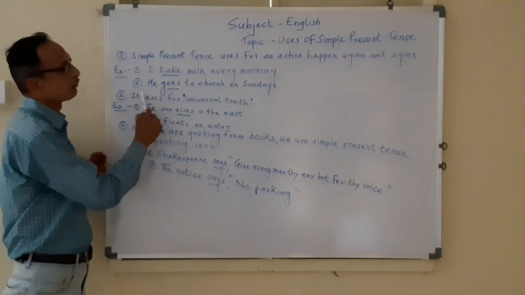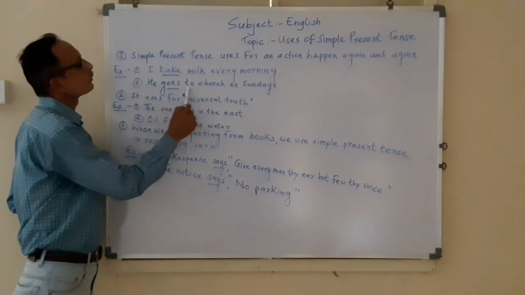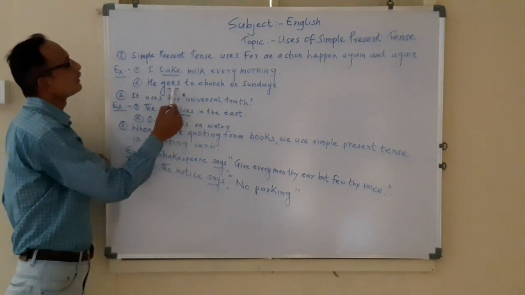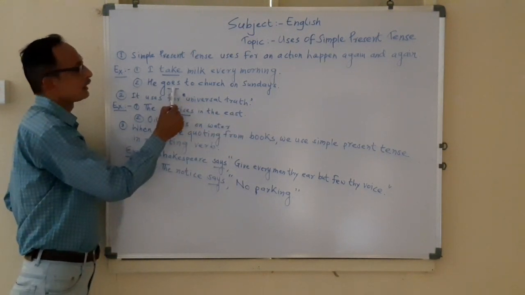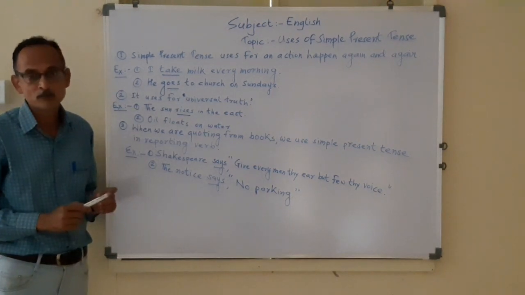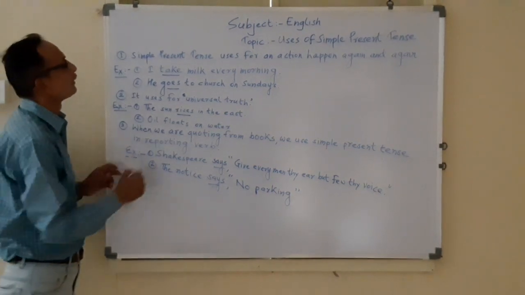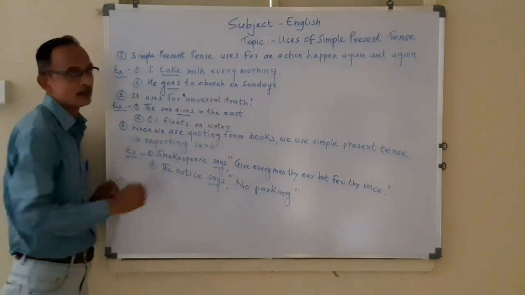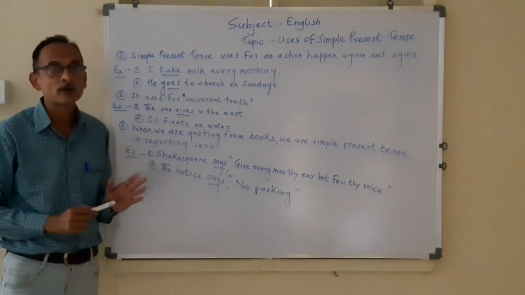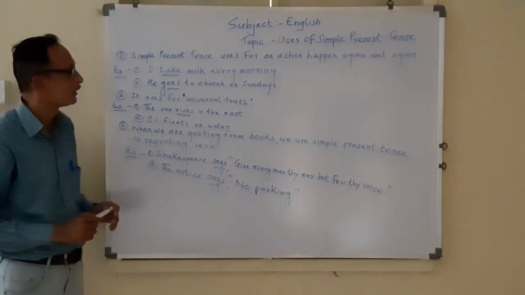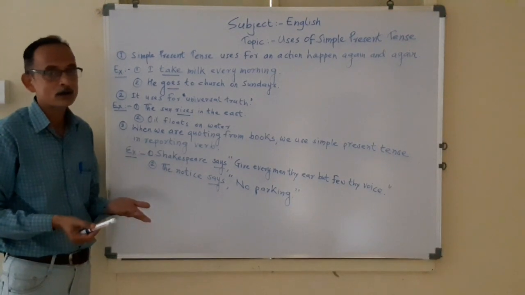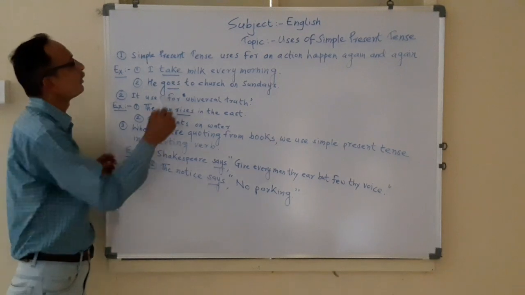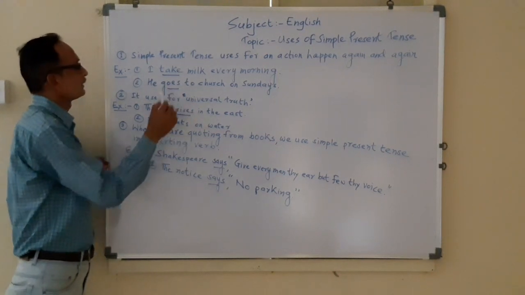Just like example 2: he goes to church on Sundays. Here also the verb is goes, the verb goes in simple present tense. Here the action of going to church on Sunday also happens frequently, again and again. So while writing or speaking, we should always use the verb in simple present tense.